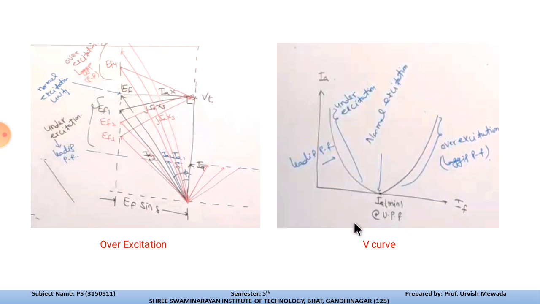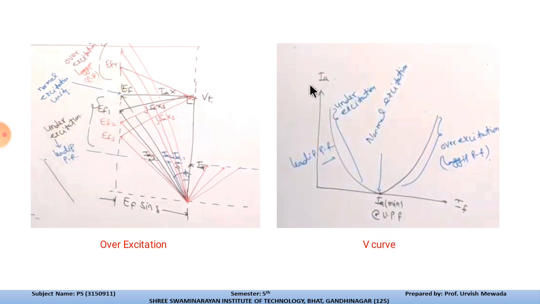And when you further increase the field current from the normal excitation mode to the over excitation mode, the armature current requirement will also increase. Over here you can see that in the normal excitation mode the machine is behaving like a purely resistive circuit. So its power factor is unity at Ia minimum, which is the requirement at that point, and the power factor is unity.